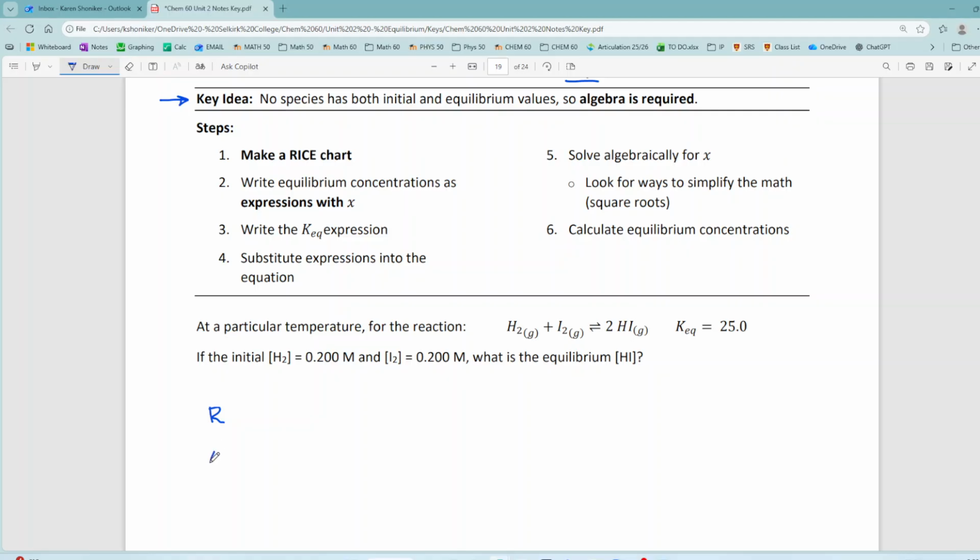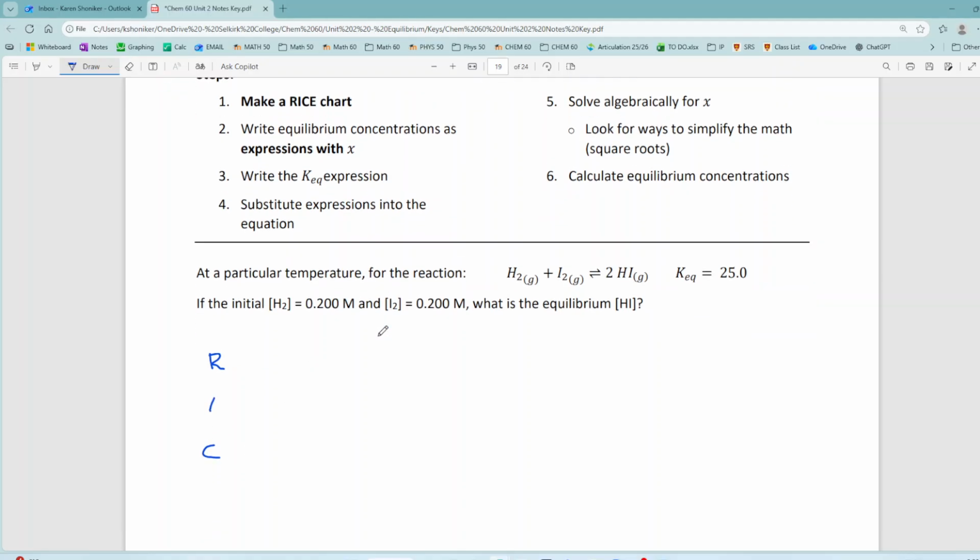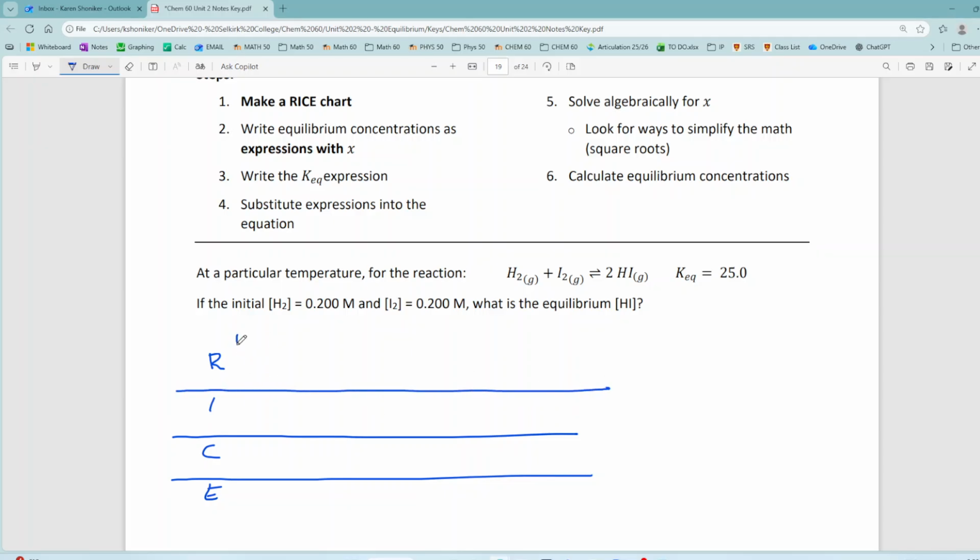So I'm going to go R, I, C, and E. And then I go across. I don't write what they are, I just put those letters. And then I put a line across. And then what I like to do is look at, what do I have? So I have 2 reactants, and I don't put little mini lines in between. I just go like this, but then I put a double line between my reactants and my products. So this is my hydrogen, this is my iodine, and I'm producing 2 hydroiodic gases. Okay, so that's what my rice chart looks like, and then I'm going to figure out from here.